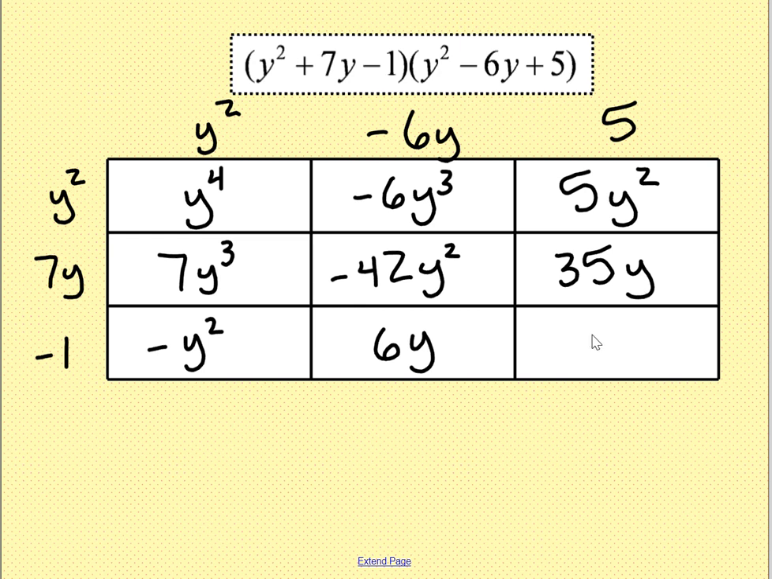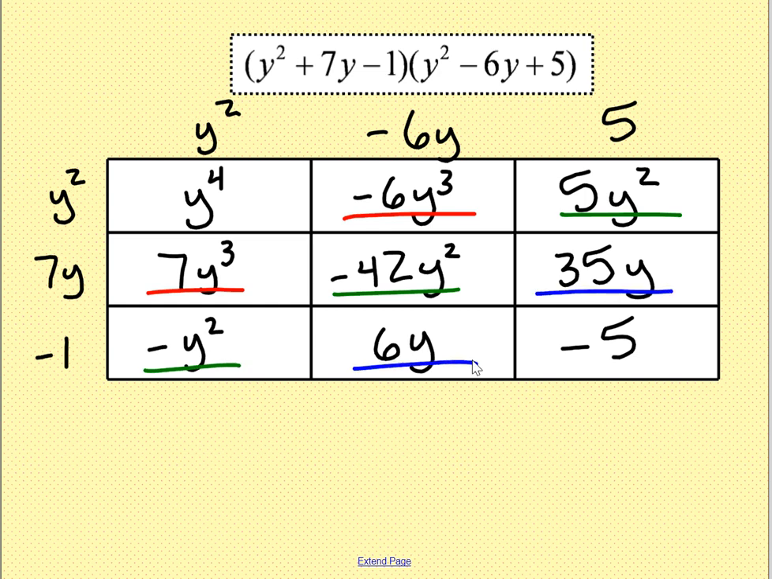My like terms on this problem, I have a y cubed, I have a y cubed. I have no other y cubes. I have a y squared here, I have a y squared here, and I have a y squared here. I have a y and a y. Those are my like terms. Let's go ahead and write this full thing out.